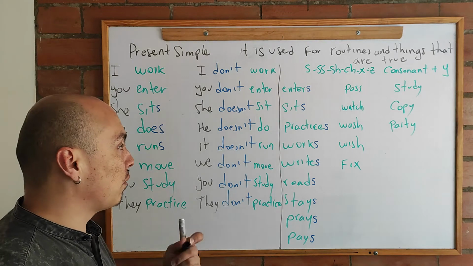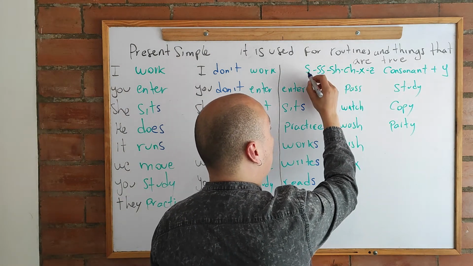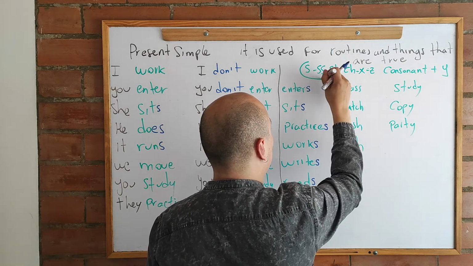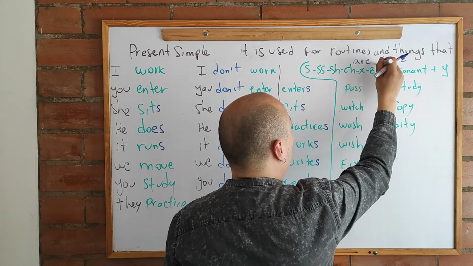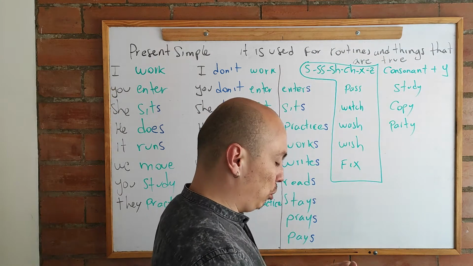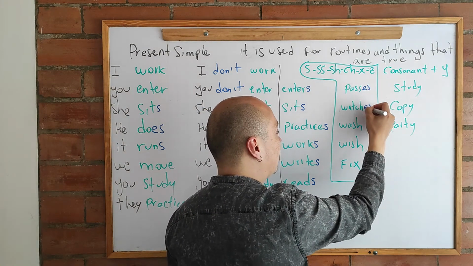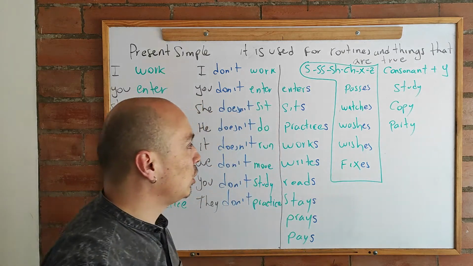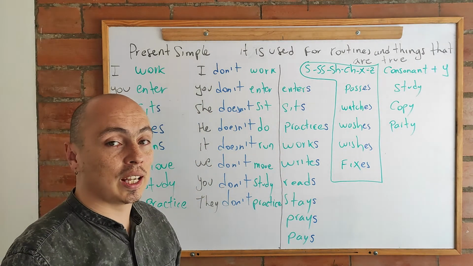But then you are going to have group number two. In this group, you are going to put ES. When you have verbs that finish in S, SS, CH, SH, X, or Z, the conjugation is going to be ES. So you say passes, watches, washes, wishes, and fixes.